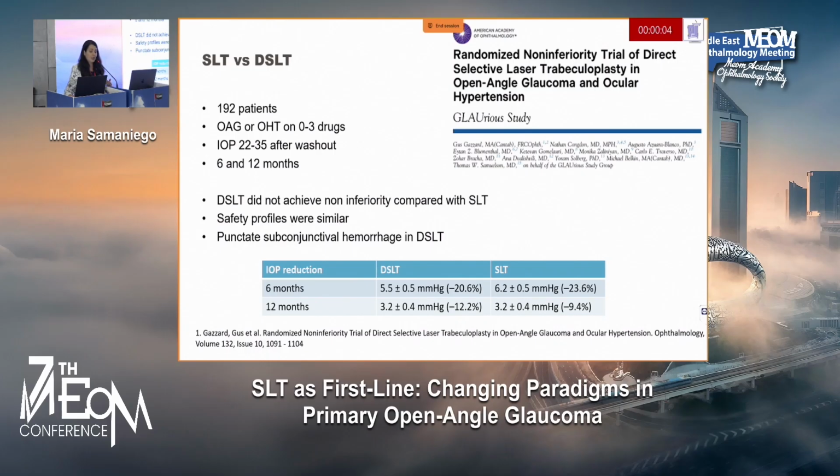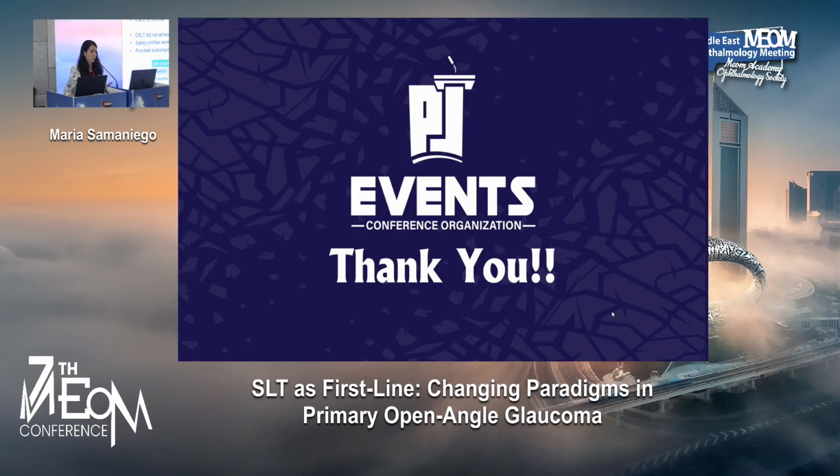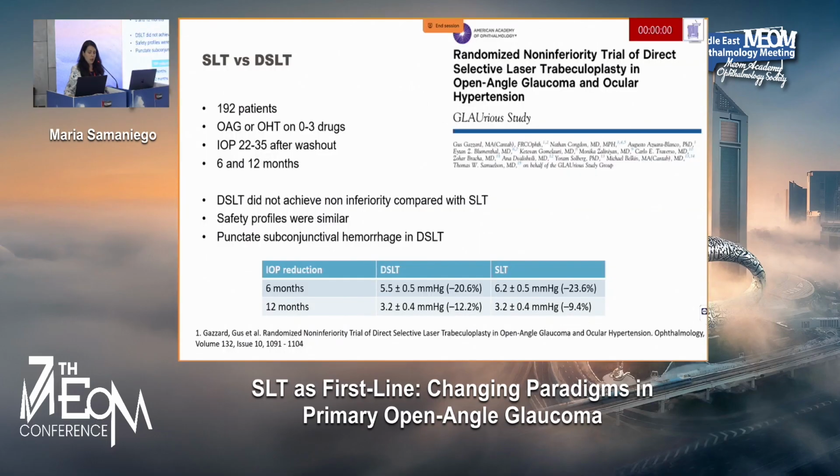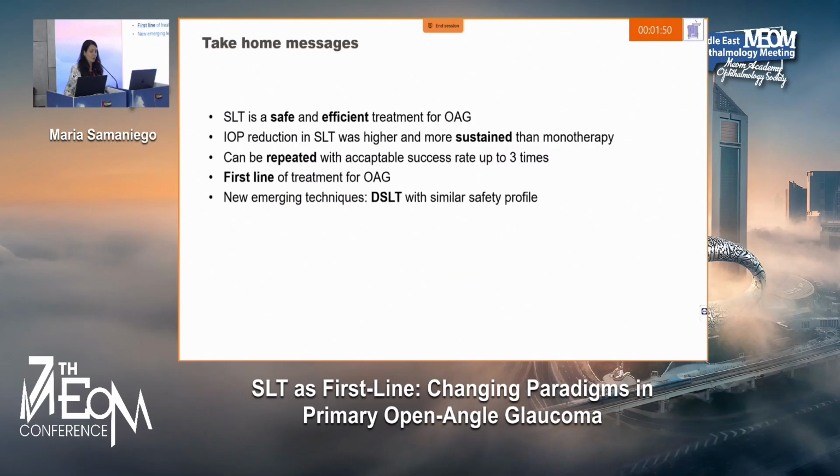They couldn't achieve the significance to show non-inferiority compared to SLT, but they found that the results were actually very good. The safety profiles were very similar, and they only found a slight punctate subconjunctival hemorrhage, which was slightly more frequent in the direct SLT group. As you can see, at 6 months and at 12 months, the IOP reduction was slightly higher in the SLT group, but of course we all know that patients don't like the treatment with the lens and the gel. It's quite uncomfortable. So, what are the take-home messages?